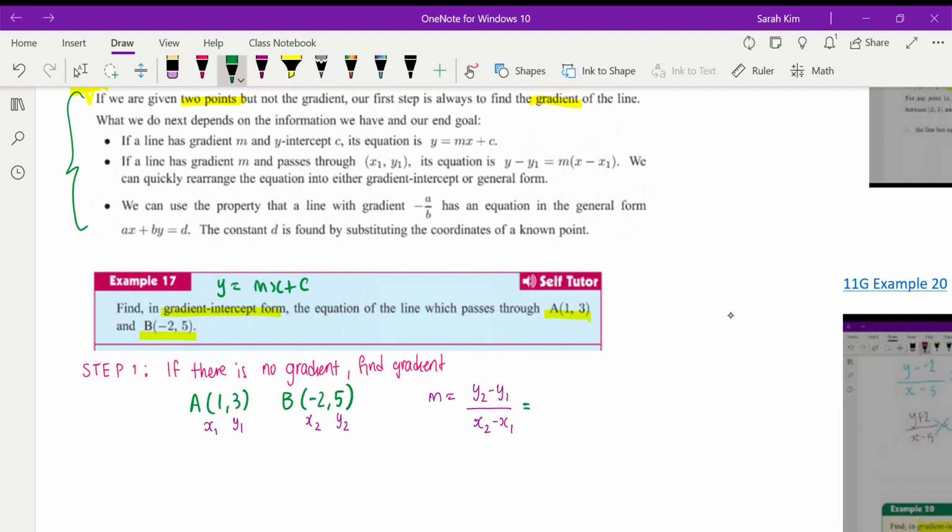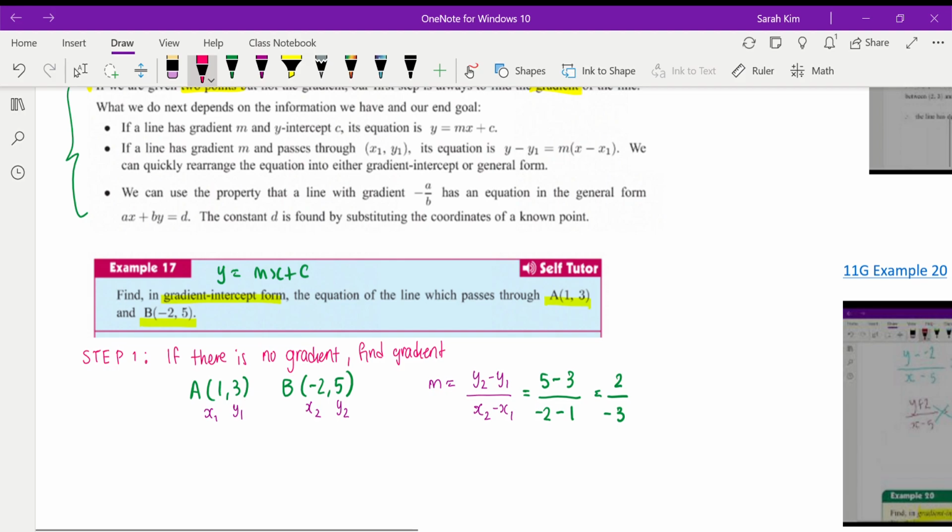So y2 is 5, y1 is 3, x2 is -2, x1 is 1. So all I have to do is calculate those. 5 take 3 is 2, -2 take 1 is -3, so that becomes my gradient.